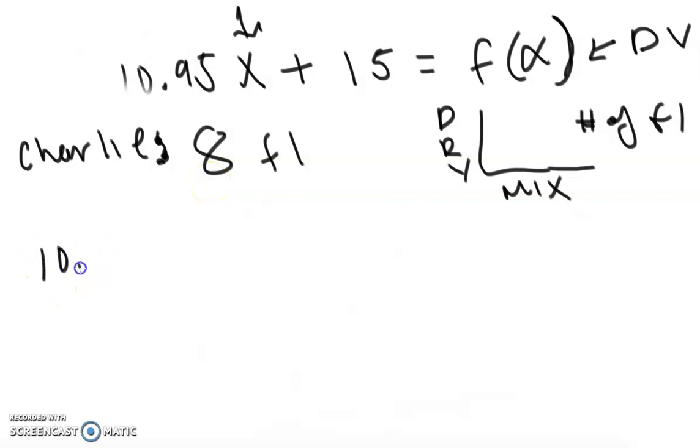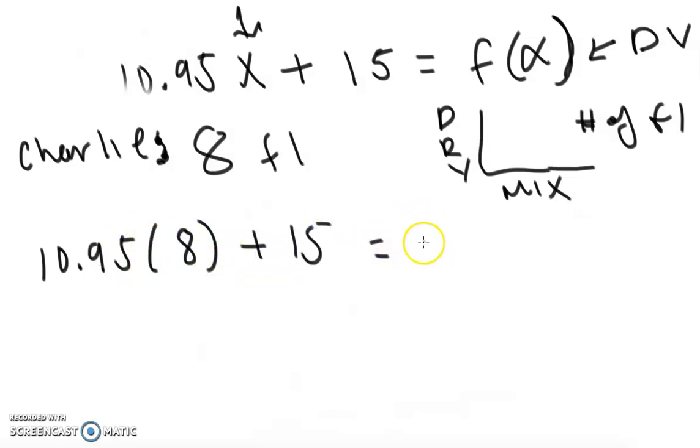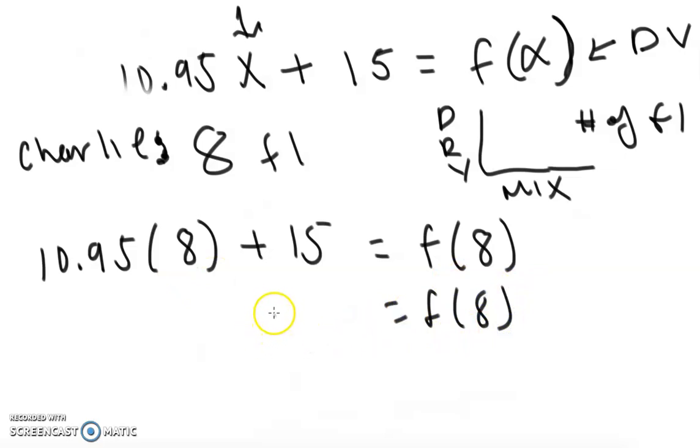Okay, so now all we're going to do is replace the x with an 8. When you are replacing x with a number, you are going to put f of that value. So f of 8. Like f of x, the x in this case is an 8, so f of 8. Now, all we're doing is solving for f of 8. Put it into your calculators.